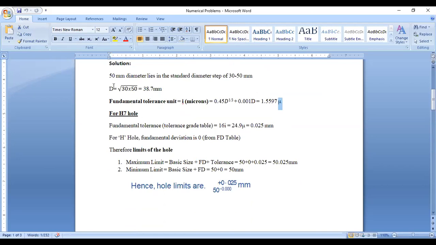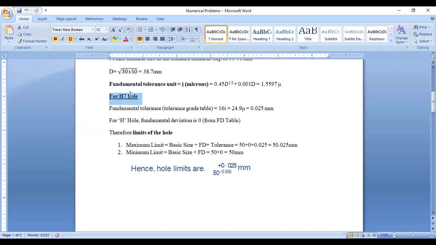After finding out D and I, this D and I will remain the same for your hole and shaft calculations. Now go for the hole H7. This is the hole H7 calculation I am doing.